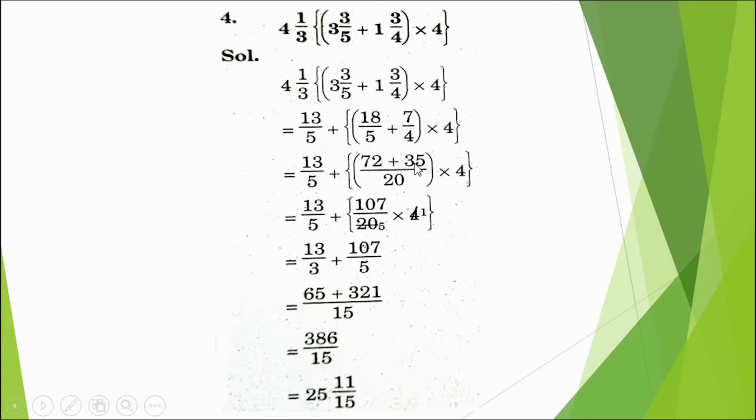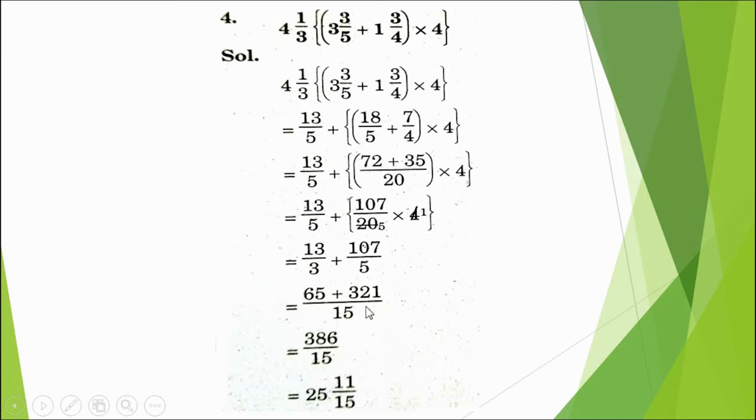Now 5 4s are 20, 5 4s are 20, 4 18s are 72 plus 4 5s are 20, 7 5s are 35. Now when we add 72 plus 35, answer will be 107 dividing by 20. When we multiply with 4, 4 1s are 4, 4 5s are 20. Now answer will be 107 dividing by 5.